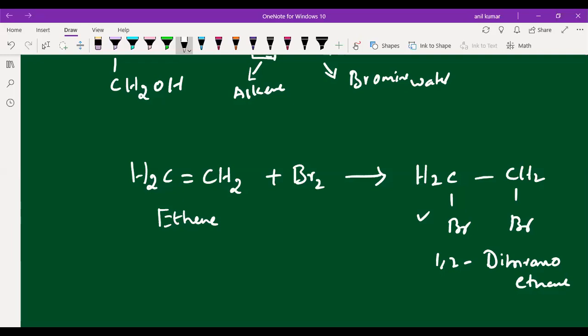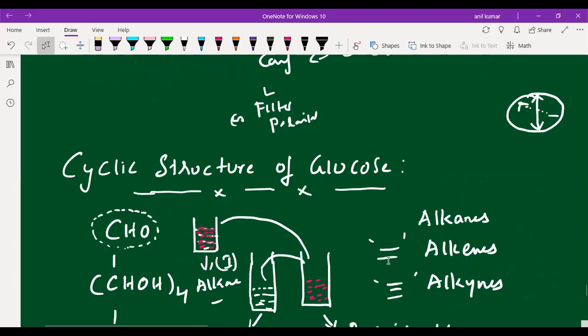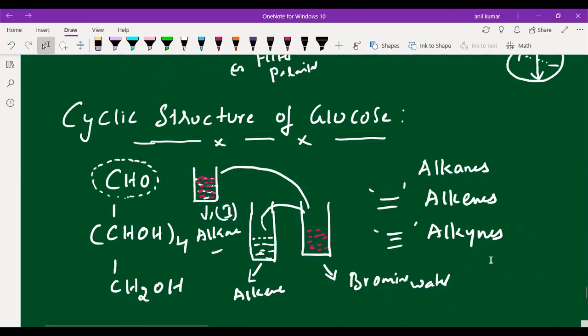Like that, aldehyde is also having some characteristic test. What is the characteristic test for aldehyde? In order to find out the aldehyde functional group, like how you find out the alkene functional group: in test tube A you have taken alkane, in test tube B alkene. You add bromine water to both. Alkane won't decolorize bromine water because there is no reaction between an alkane and bromine water, but there is a reaction between an alkene and bromine water. The test tube in which the bromine water decolorizes is the alkene, the second test tube.